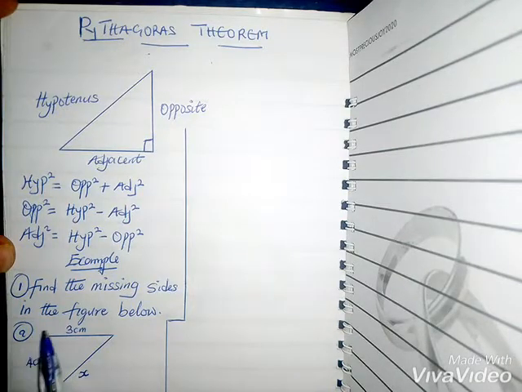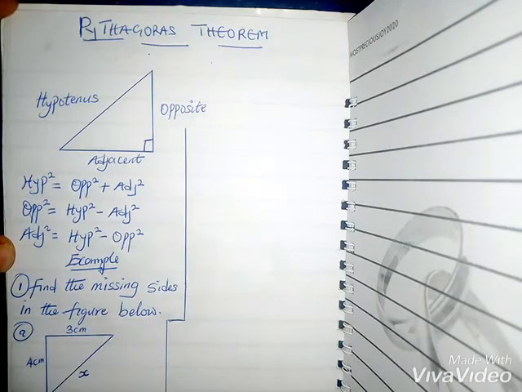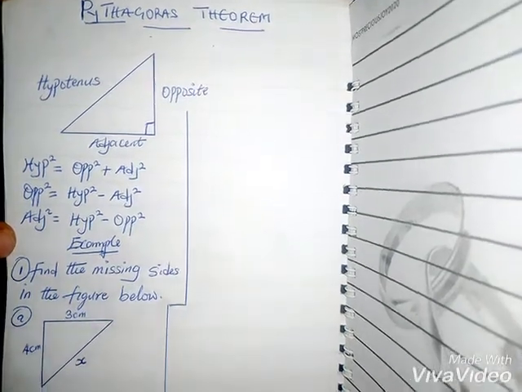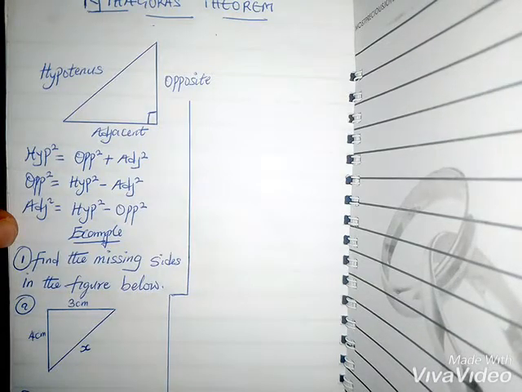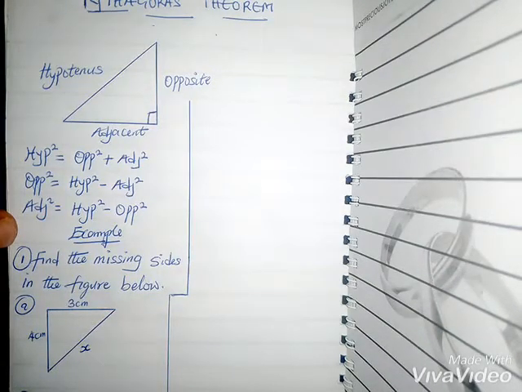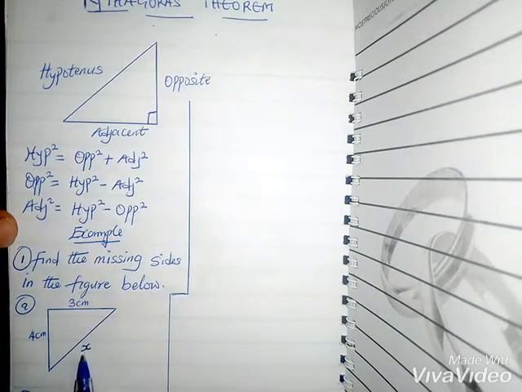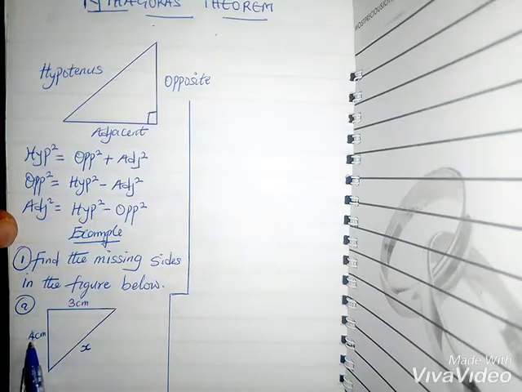Example, find the missing sides in the figure below. In the first question here, we have 3 cm, 4 cm, and x. Now, the first thing you have to do is to detect the longest side, which is the hypotenuse, and the missing side given to you. The longest side here is x, and that is what we call the hypotenuse. That means we are looking for the hypotenuse, since the opposite side and the adjacent side are given to us.